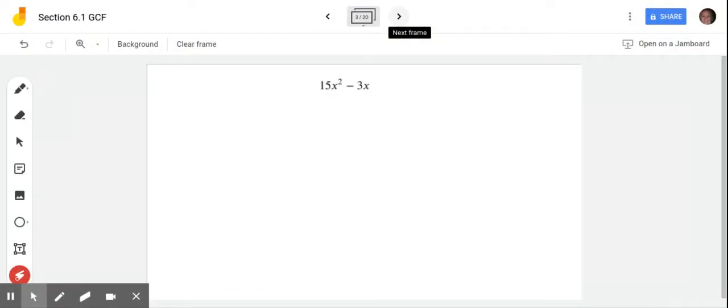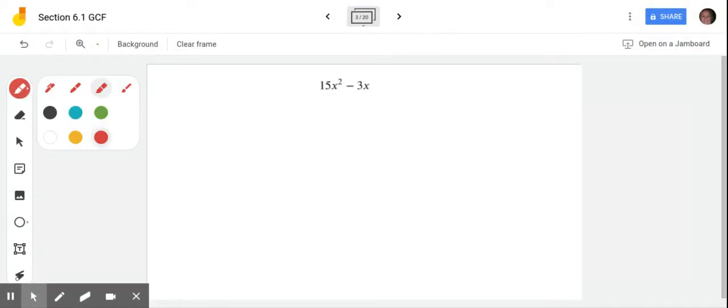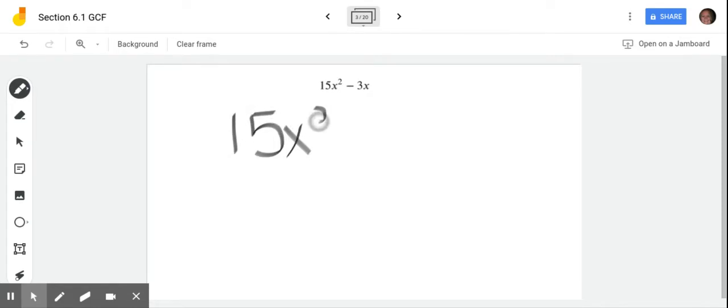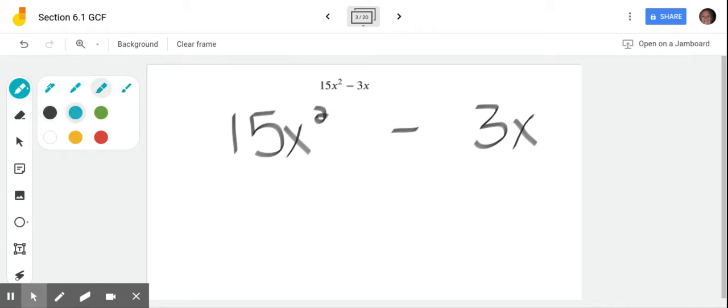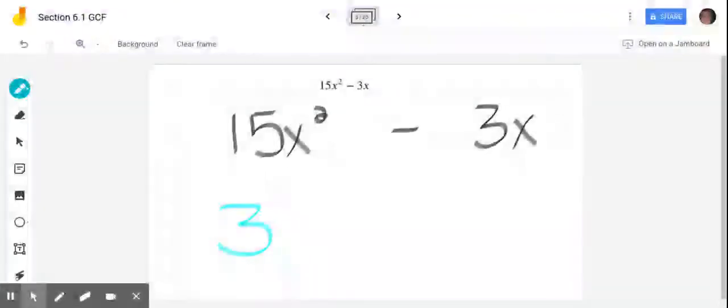15x squared minus 3x. I have a 15x squared minus 3x. So first I have to find the GCF of both of those. So what's the biggest number that I can divide into 3 and 15? It's 3. And then I have to say, well, what's the biggest amount of x's or the biggest amount of variables that they both have to give? Well, they both have at least one x to give.